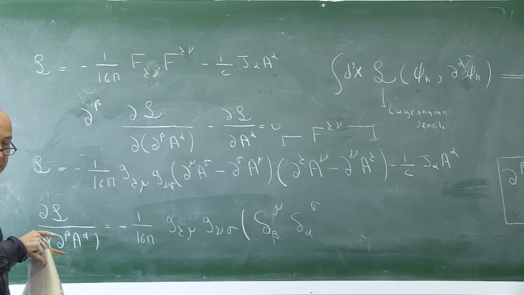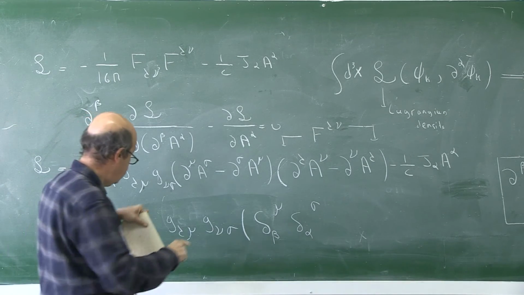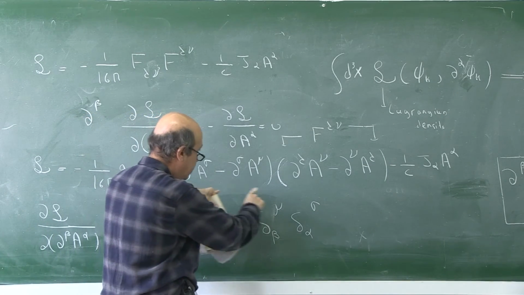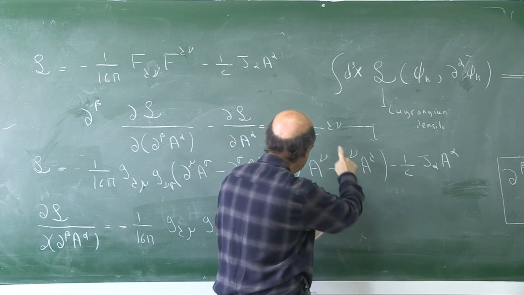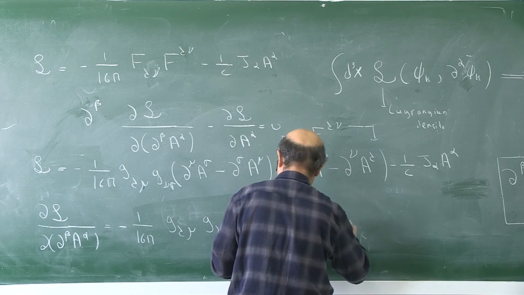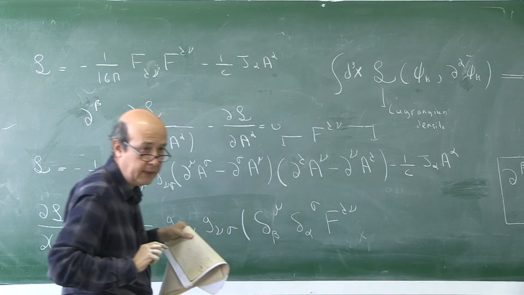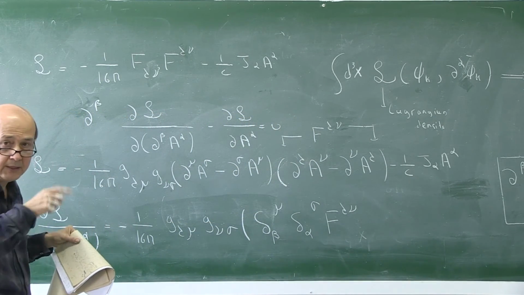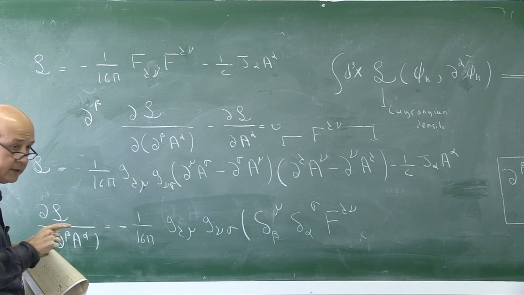So everybody agrees this? And this is the derivative with respect to this. What is the leftover? Multiplied that term, and that term is f lambda mu, f lambda mu. Okay, so I will do this step by step for the other terms also. So do you agree this?